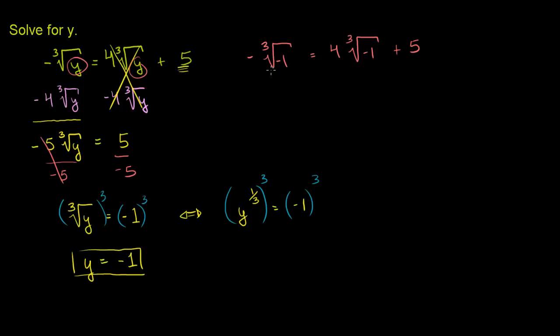Right? -1 to the third power is -1. So the negative of -1 has to be equal to 4 times the cube root of -1, which is -1, plus 5. The negative of -1 is just +1. So 1 needs to be equal to 4 times -1, which is -4, plus 5. This is true. -4 plus 5 is 1. So this works out. This is our solution.